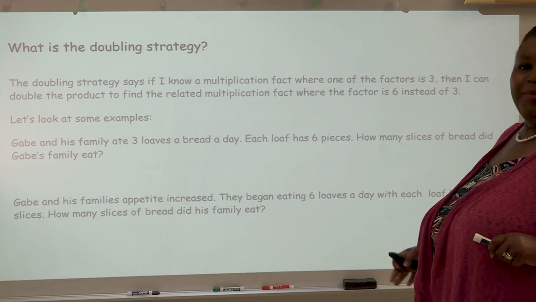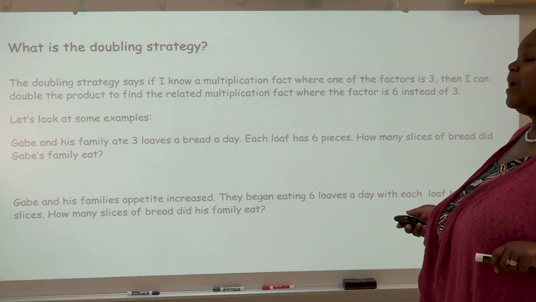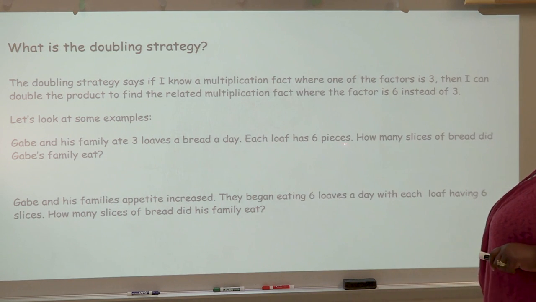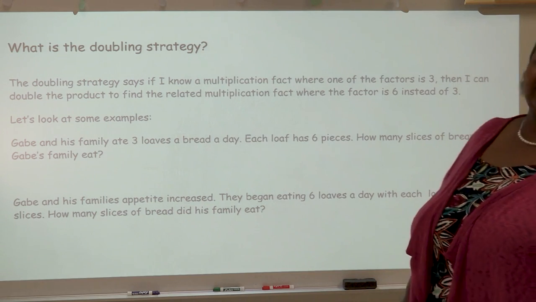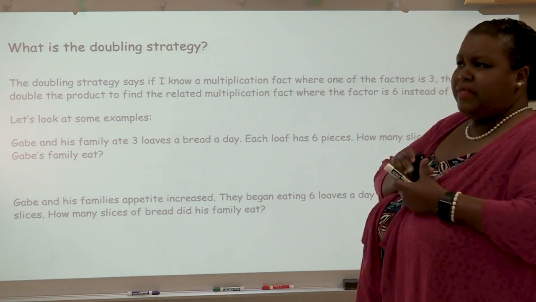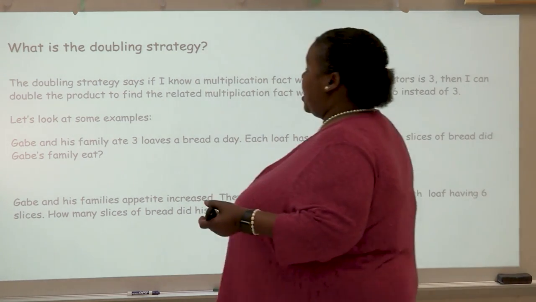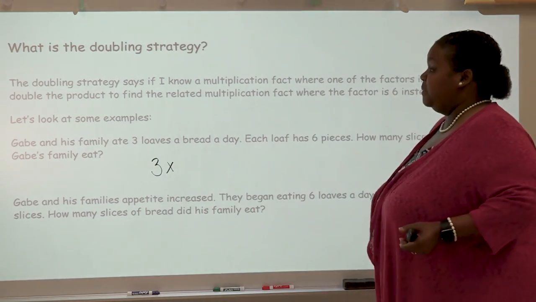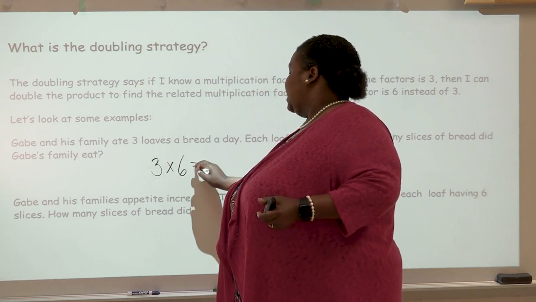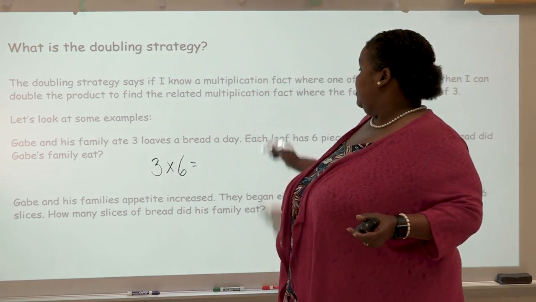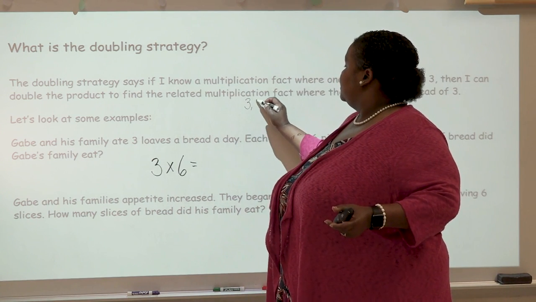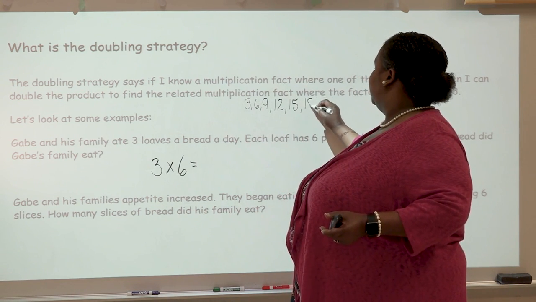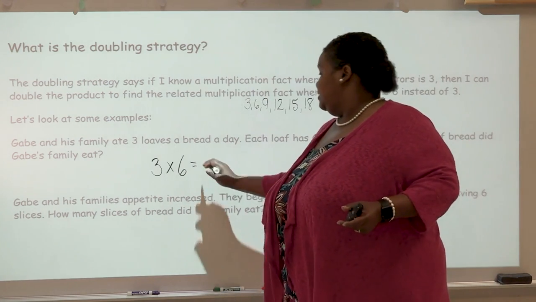All right, there's Gabe. I'm going to say, hey, Gabe. Gabe and his family ate 3 loaves of bread a day. Each loaf has 6 pieces. How many slices of bread did Gabe's family eat? Well, I know that's a multiplication problem. I have my group of, there's 3 loaves times how many's in each group. Well, there's 6 pieces. I can count by 3 6 times to find my answer. 3, 6, 9, 12, 15, 18. 3 times 6 equals 18.